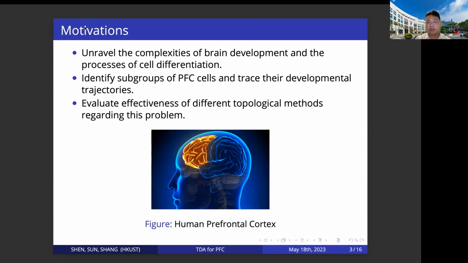We have three motivations in this project. The first one is to discover the complexities of human brain development and the cell differentiation paths. Secondly, we want to identify the subgroups of the PFC cells and trace their developmental trajectories. And thirdly, we also want to evaluate the effectiveness of different topological methods regarding this problem. Particularly, we use PCA, UMAP, t-SNE, and the manifold algorithm. And we also compare their results.